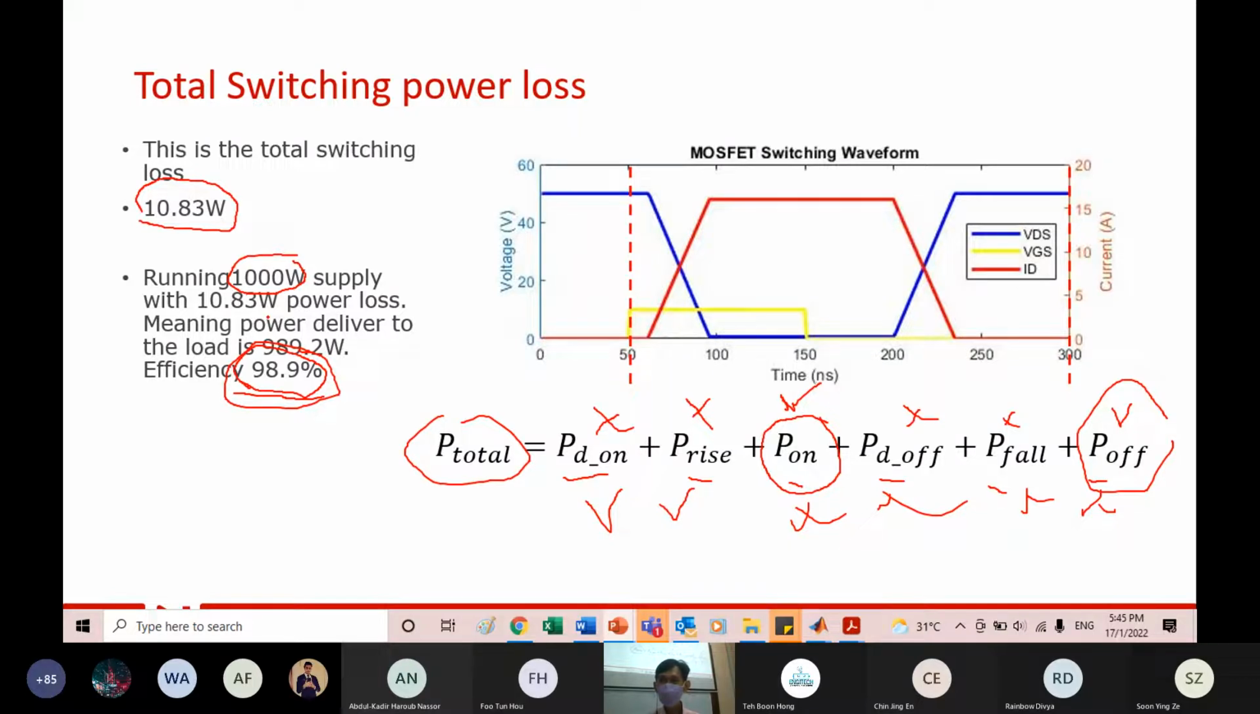We will look for the typical value. If there is no typical, then it either gives you minimum or maximum. Like VGS, they give you minimum, maximum, no typical, then we need to get the in between. So normally you take typical first. If the typical isn't stated, then you take maximum or minimum, whichever it gives you.